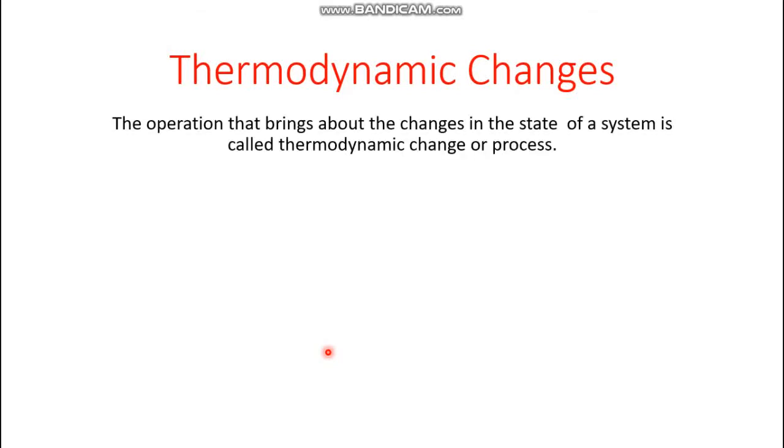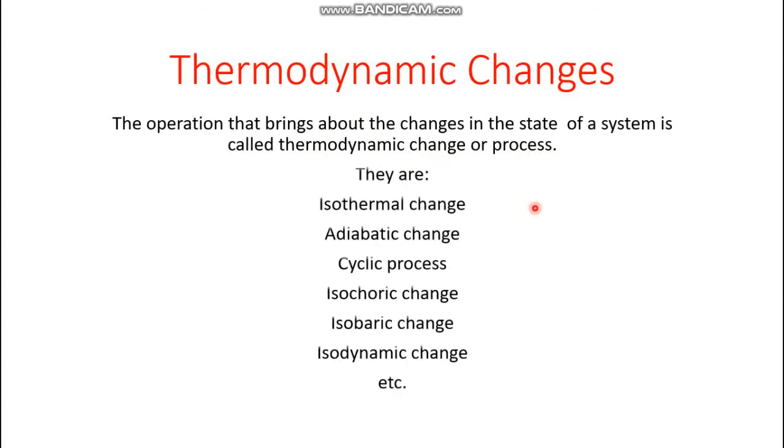Now, let us move on to our next topic, which is very important, called thermodynamic changes. There are lots of types of thermodynamic changes, depending upon the operations that are undergoing here. The operations that bring about changes in the state of a system are called thermodynamic changes or processes. These are isothermal change, adiabatic change, cyclic process, isochoric change, isobaric change, isodynamic change, and so on. Isoentropic, isoenthalpic, and so on. So let's find out about them.